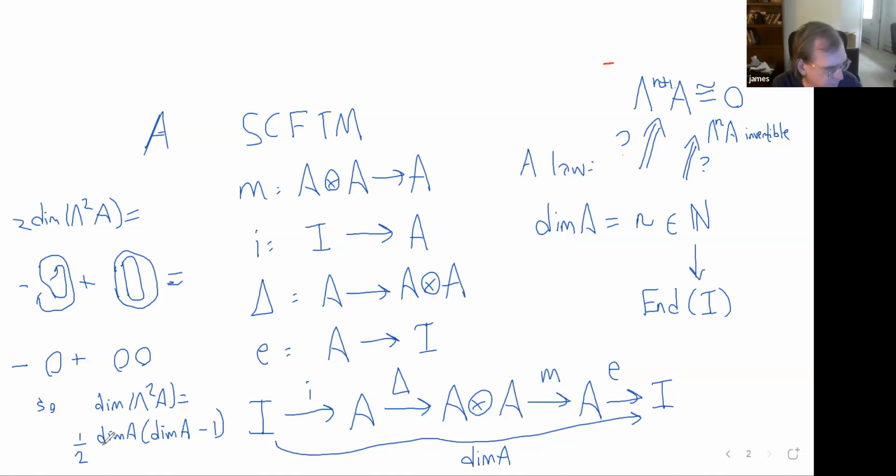And one thing you get from that is that if the dimension of A, defined in the trace way, is either 0 or 1, then the dimension of lambda squared of A has to be 0. So lambda squared of A had better be the 0 object. I guess we need to know that the only object of dimension 0 is the 0 object. So we actually are getting this kind of implication here in a world where we can do these kind of calculations.